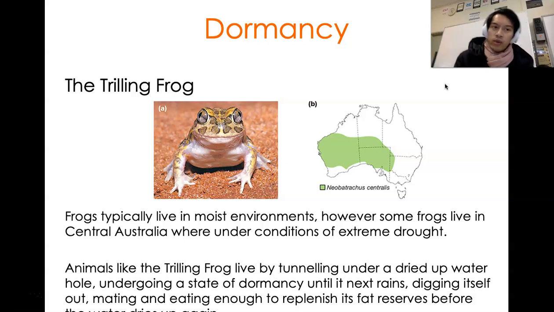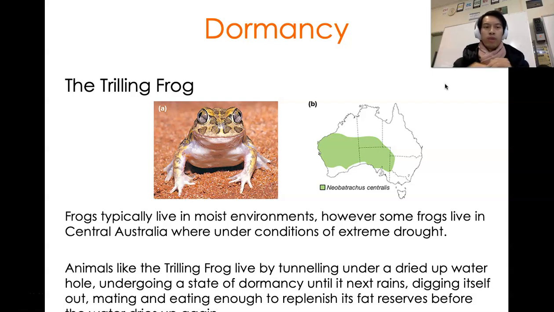And so amphibians aren't really designed to live in desert environments. But the Trilling Frog can live by being dormant and burying themselves below the ground, undergoing this state of dormancy until the rain comes. And how it does that is that there's a mucus lining that covers the skin and creates a kind of hard shell, almost like an eggshell, that prevents any moisture from going in and out of it.